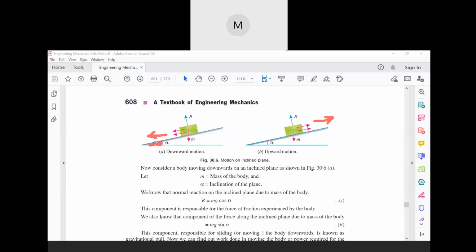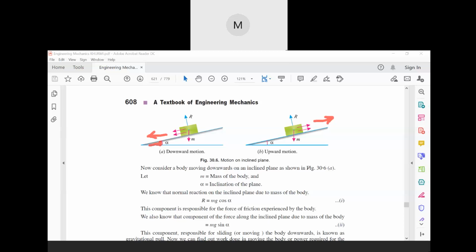Now here we are assuming that m is the mass of the body, and alpha is the angle of inclination. Good, very good. The angle of inclination of the plane. So alpha is the angle of inclination of the plane.